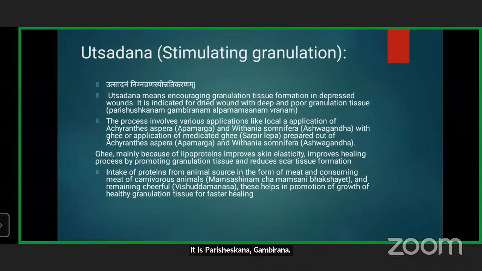The process involves various applications like local applications of Apamarga, Ashwagandha with ghee or application of medicated ghee prepared out of Apamarga and Ashwagandha. Ghee mainly because of its lipoprotein improves skin elasticity, improves healing process by promoting granulation tissue and reduces scar tissue formation. Intake of protein from animal source in the form of meat and consuming meat of carnivorous animals. It is mamshinam cha mamsi bakshayet and remaining cheerful. These help in promotion of growth of healthy granulation tissue for faster healing.